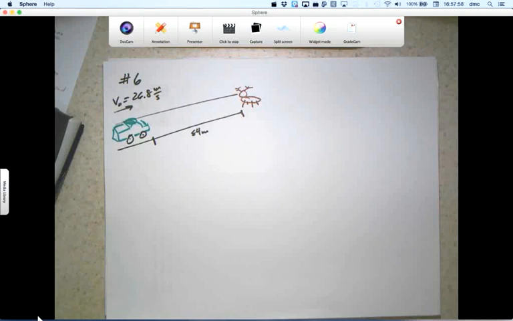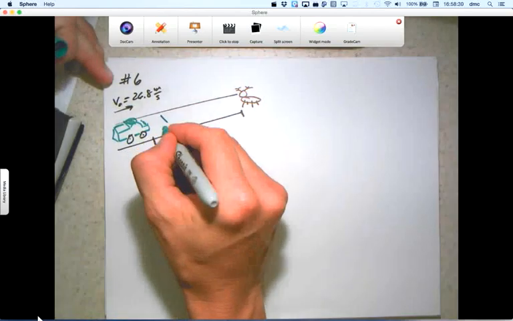Okay, number 6. A car is moving along a highway at 26.8 meters per second, and a deer wanders into the road 84 meters ahead of it. From seeing the deer to actually applying his brakes, there's a delay on the part of the driver of 0.6 seconds, which means during those 0.6 seconds, his car traveled down the road somewhat, so his total distance from the deer, the car is going to actually move to this position.